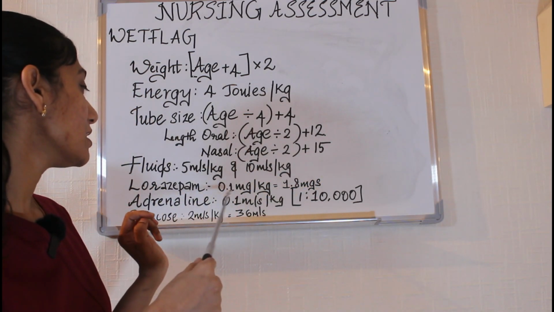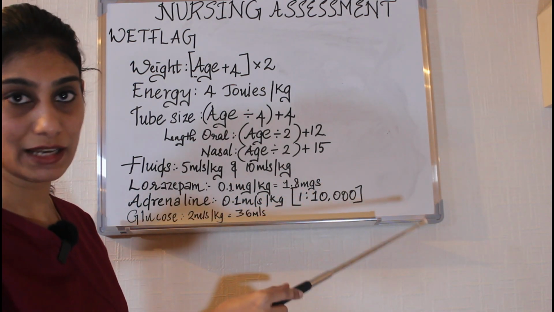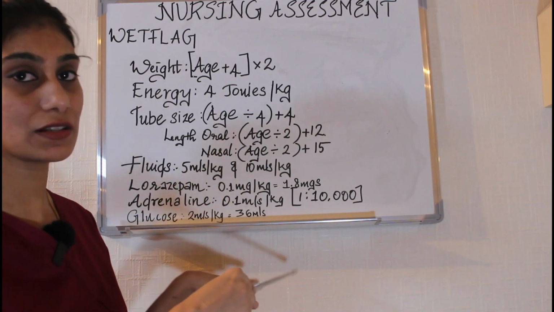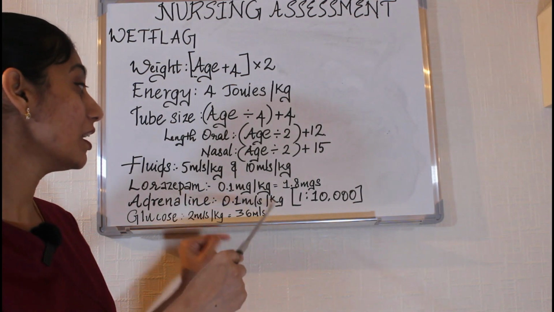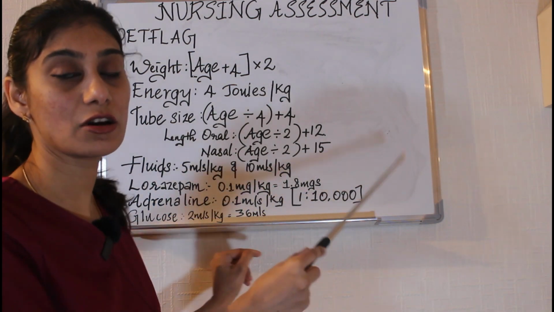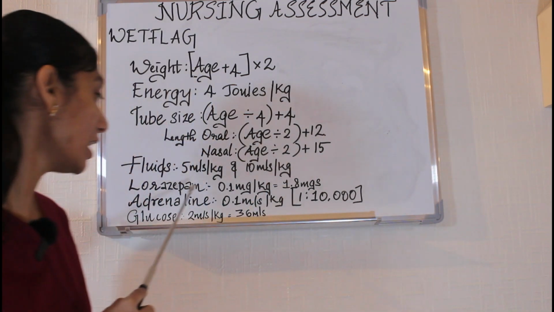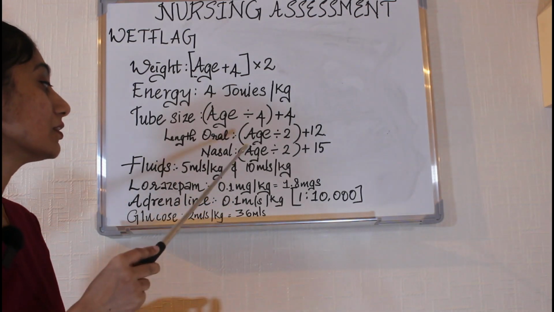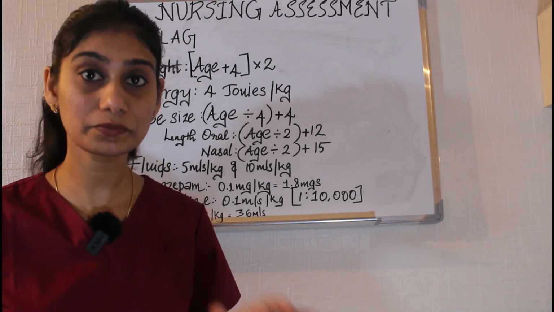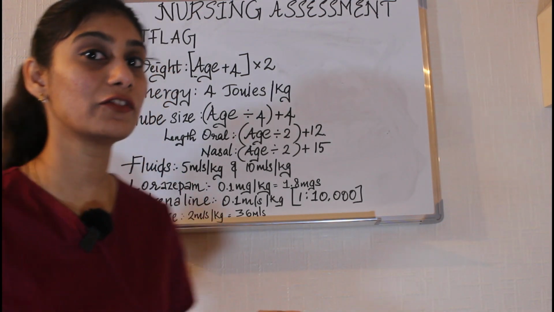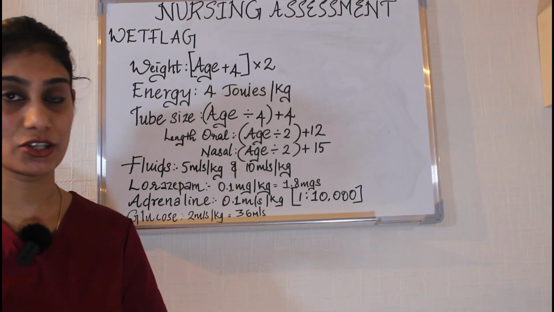And then adrenaline is 0.1 mils per kg, and we use 1:10,000 strength adrenaline during emergency situations. So we tend to give 0.1 mils per kg from a 1:10,000 concentration of adrenaline. And glucose. If a child has hypoglycemia, we have to go for 2 mils per kg of 10% dextrose. That's the glucose bolus we use to treat hypoglycemia, and we use a calculation of 2 mils per kg.